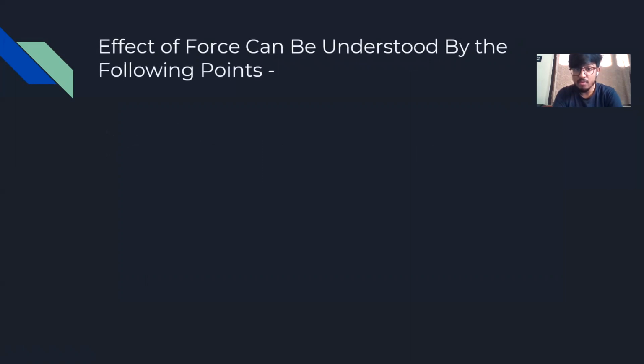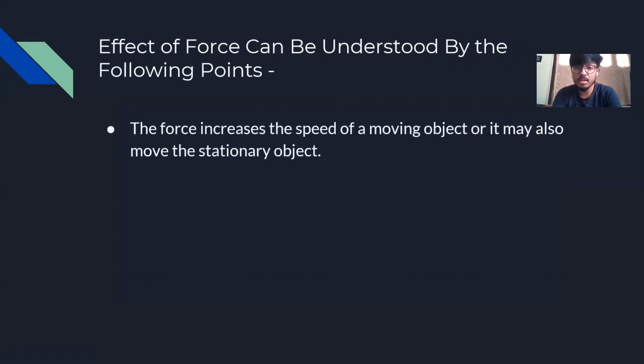Now let's see what the effects of force are. Force increases the speed of a moving object. It may also move a stationary object. How can we increase the speed of a moving object? While riding a bicycle, we can increase the speed of the cycle by pedaling. And how can we move a stationary object? If a football is placed on the ground and we kick the ball, then we can move the stationary object by kicking, or by applying force. This is how we can increase the speed of a moving object, or move a stationary object.